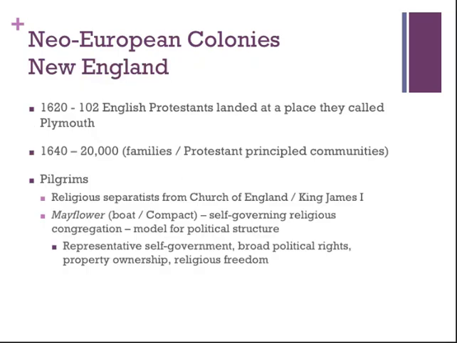Now, the New England Colonies. These are more that we are going to be familiar with. In 1620, 102 English Protestants landed at a place they called Plymouth. By 1640, there were 20,000.